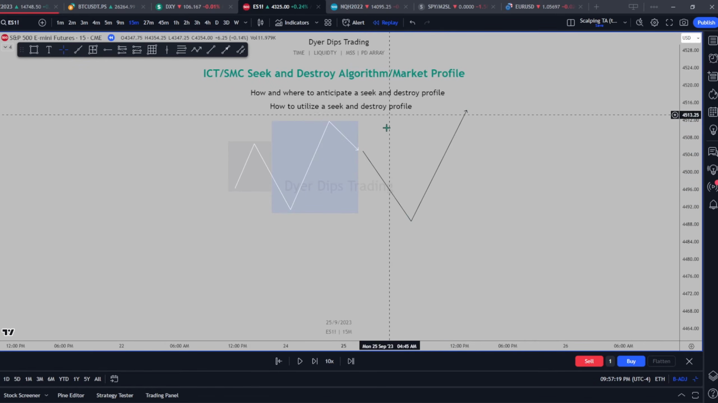Okay, so this is what you should be expecting in the New York session, is for some form of sell side liquidity to be ran and then buy side liquidity, or vice versa. Now, like I said, it's not always going to be this simple. You're not going to take a short for the AM session and then it's going to reverse over lunch and you're going to take a long on the PM session. Please don't think that, because it will not work. Or it won't work regularly.